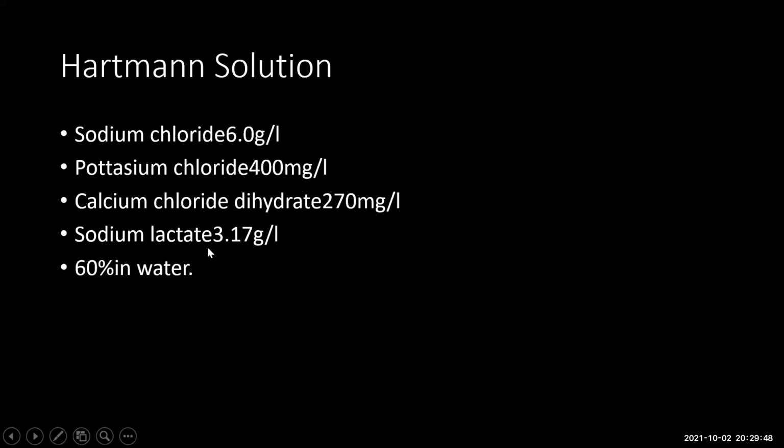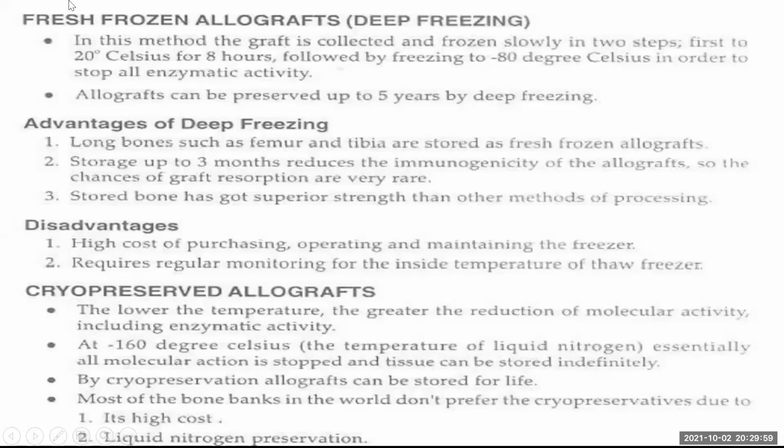So this is the composition of Hartmann solution, containing sodium chloride, potassium chloride, calcium chloride, sodium lactate and water. When fresh frozen in this method, the graft is slowly processed in two steps. First, to 20 degrees Celsius for 8 hours, followed by freezing to minus 80 degrees in order to stop all enzymatic activities. Allograft can be preserved up to 5 years by deep freezing.